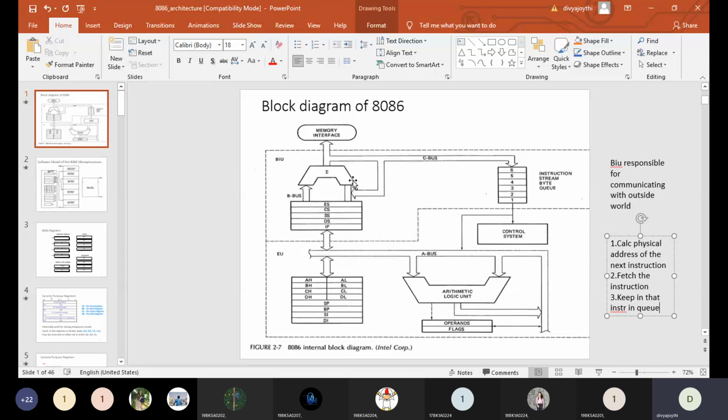Here, see this particular part, you can see one symbol with a summation symbol. This symbol will calculate the physical address. Once the physical address is ready, BIU will move on to the memory interface. With this physical address, it will go to that particular location, get the instruction and keep it on this bus. Through this bus, that instruction is inserted into the queue.